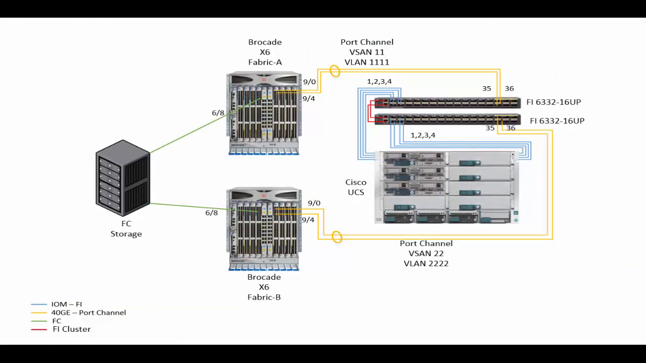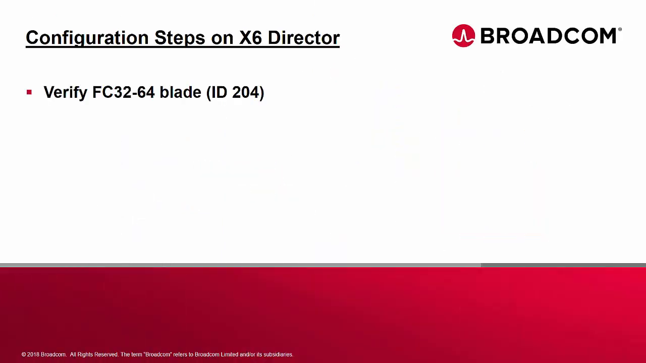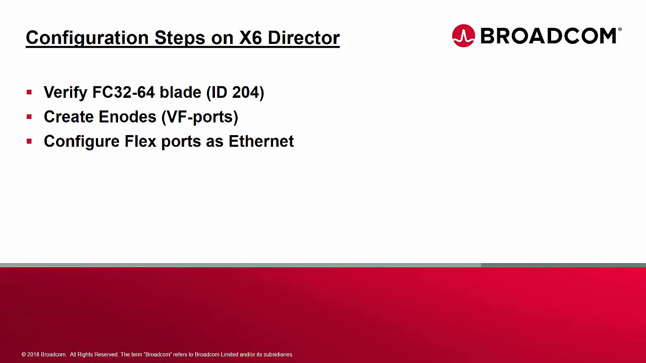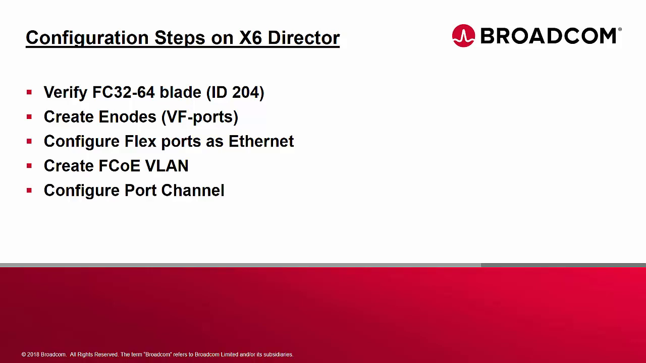As we see on the diagram, we have a UCS chassis with B-series servers connected to two FI6332-16UP, which are connected to respectively Brocade Fabric A and Fabric B with 40 gig Ethernet to the FC32-64 blades. Let's now go through the configuration steps. Since we need to perform the configuration on both fabric interconnects as well as the SAN fabrics, we will go through the steps fairly quick, but you'll get a chance to see the same configuration twice.